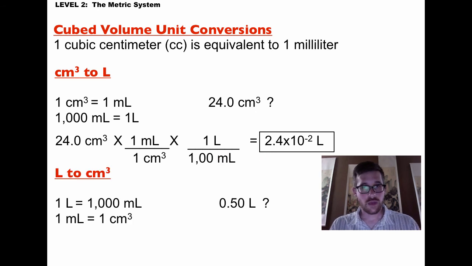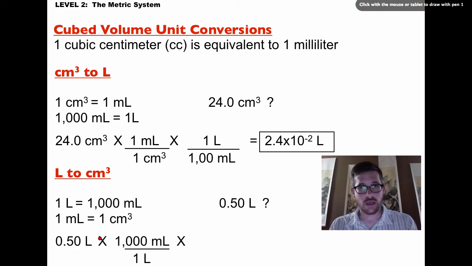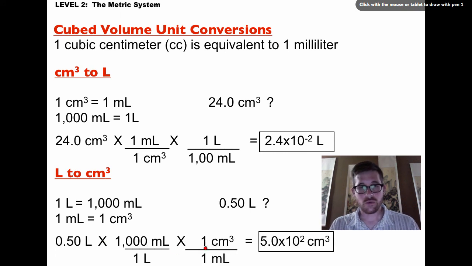If we go the other way, if we say, all right, we have 0.5 liters. How many cc's or cubic centimeters is that? Same sort of equivalence, same information that we talked about in the first problem. So here we have 0.5 liters. We'll deal with them first. Cancel liters, get to mL, and then we will convert our mL to centimeters cubed, which is just by multiplying by 1, and we get 5.0 times 10 to the second centimeters cubed, or 500 cc's.